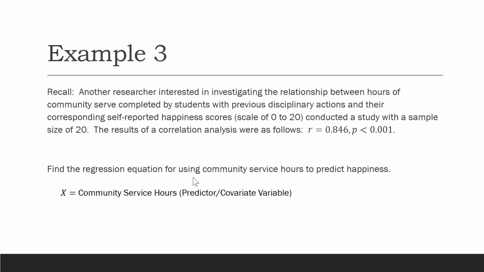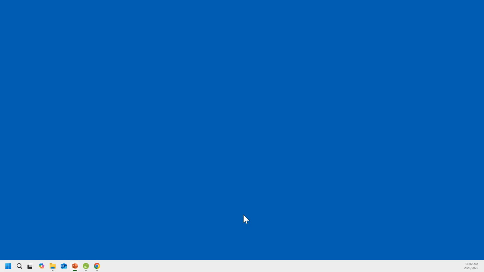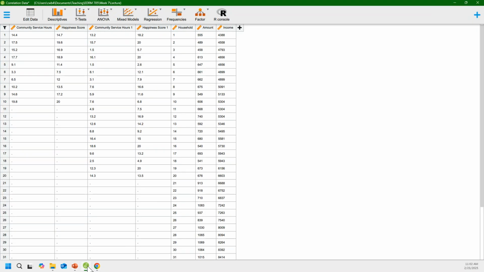If you remember, X was the community service hours and Y was our happiness score, right? In JASP, we're going to use the regression menu. We're going to put our predictors in the covariate box, and we're going to put our criterion variable, or what we're predicting, in the dependent variable box. Let's see how we can do that in JASP.